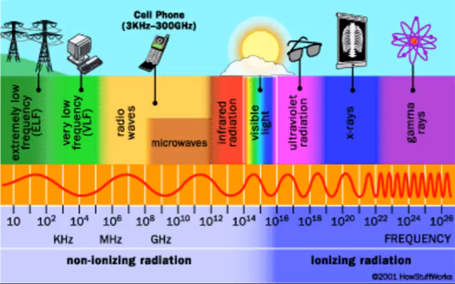Okay, continuing in your text, the last paragraph. Gamma rays are very high frequency, high energy waves that are given off by nuclear explosions and in nature by radioactive elements such as uranium. Gamma rays have enough energy to pass through several centimeters of solid lead, and they are very dangerous to living cells.